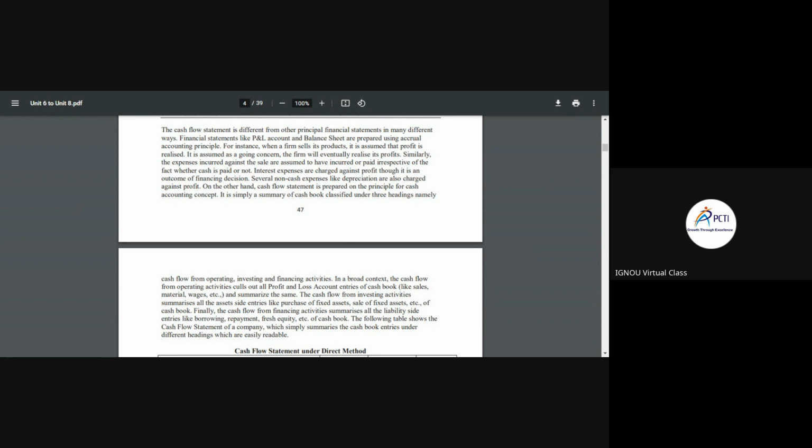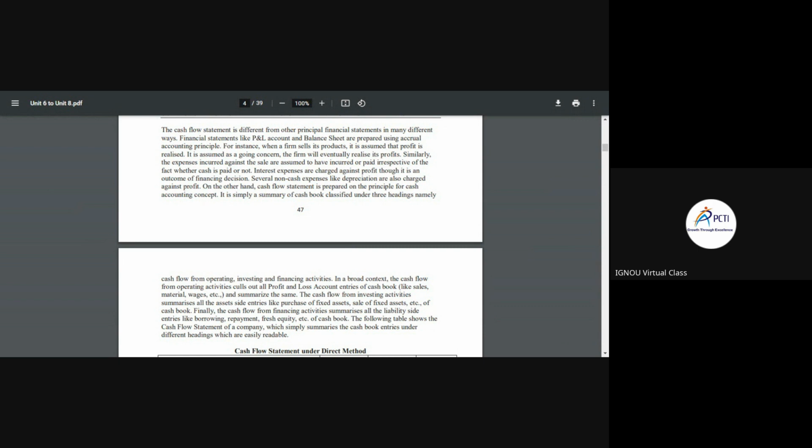So in the case of cash flow statement, there is a firm which is selling its product and it is assumed that profit is realized, and we need to assume it as a going concern. So the firm will eventually realize its profits. In the case of a cash flow statement, we need to prepare three activities which we already discussed.